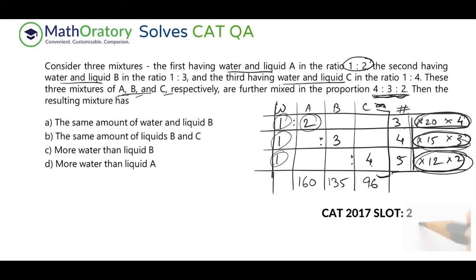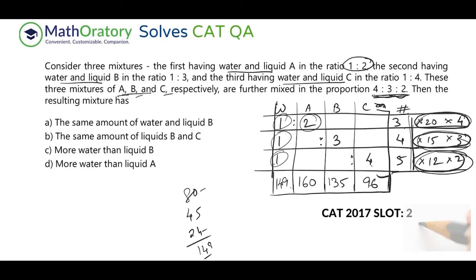So 80, 45, and 24. If you quickly add this, these two add up to 104. So that you have 149, right? So 149 parts. So now you get this as the combined ratio of water A, B, and C.